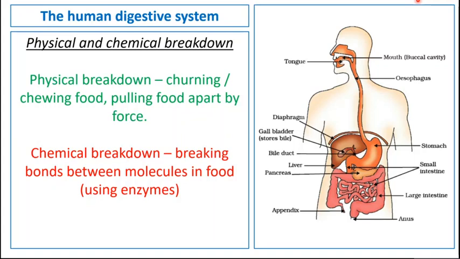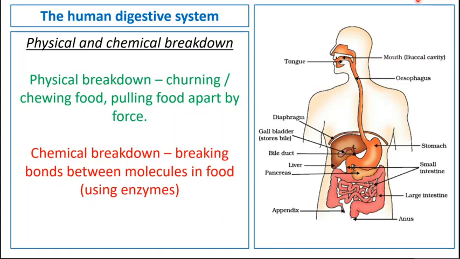That's different to a chemical breakdown, which is using enzymes, and those enzymes can break up a molecule into smaller pieces. We're going to go into detail about the 3 types of enzymes that are used in digestion, the main ones that you need to know. But that's a physical and a chemical breakdown.